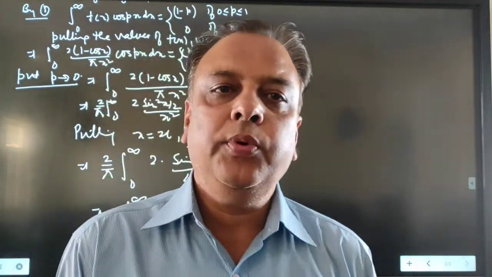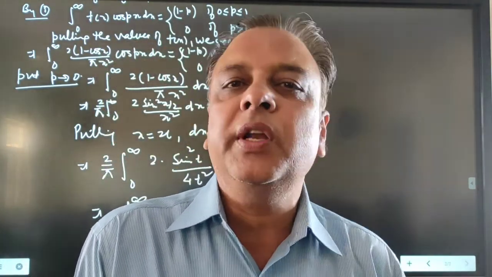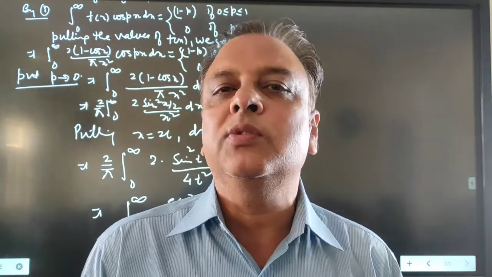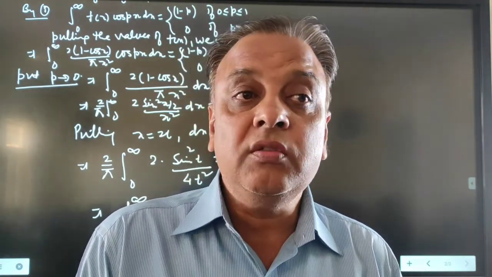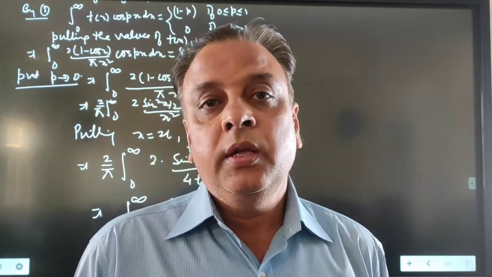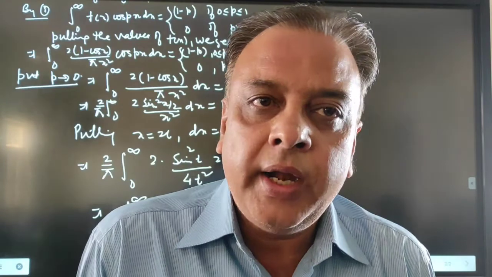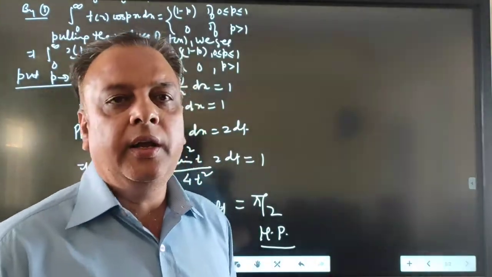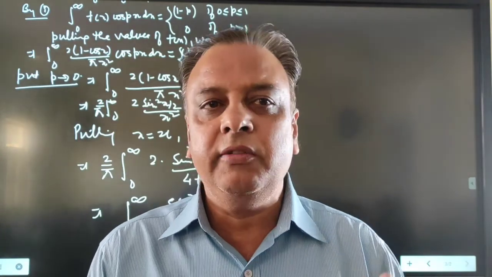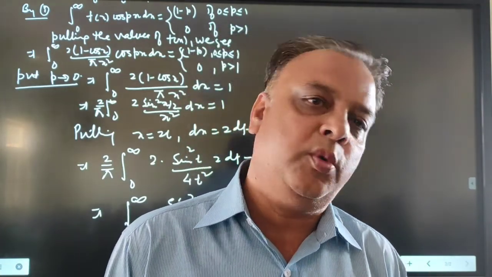So with the help of the Fourier transformation and the inverse Fourier transformation, or Fourier cosine transformation and inverse Fourier cosine transformation, we can solve some integral equations, which we will solve next time. In the integral equation part, we can solve these problems also with the help of the Fourier and Fourier cosine transformations and the inverse Fourier and inverse Fourier cosine transformations.